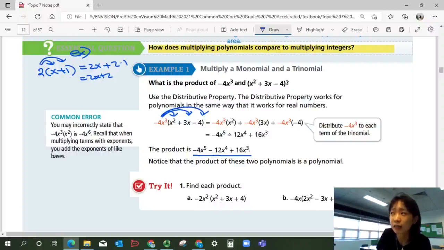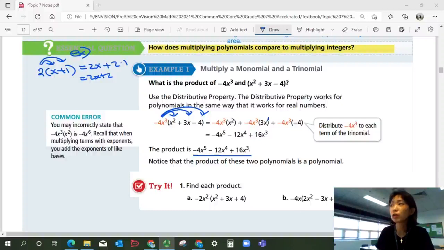Okay, keep your negative sign. And then if you have x to the power of 3 times x, then you have to remember the properties of exponents, right? If you multiply with the same base, then you have to add the powers. Do not multiply the powers. 3 plus 1 is 4, okay? So remember your properties of exponents and use the distributive property to find each product. Pause the video, come back when you're ready for answers. Okay, are you ready?